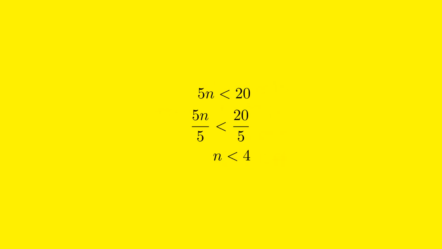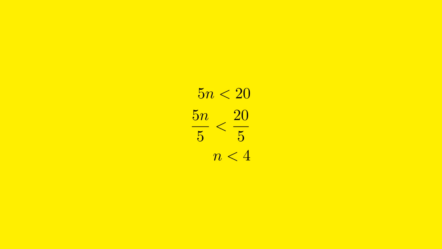Step 2. Now we have the inequality 5n is less than 20. Our next goal is to isolate n completely, meaning we need to get n by itself. To do this, we need to divide both sides of the inequality by 5 because 5n means 5 times n. Dividing by 5 will cancel out the 5 on the left side, leaving n by itself.